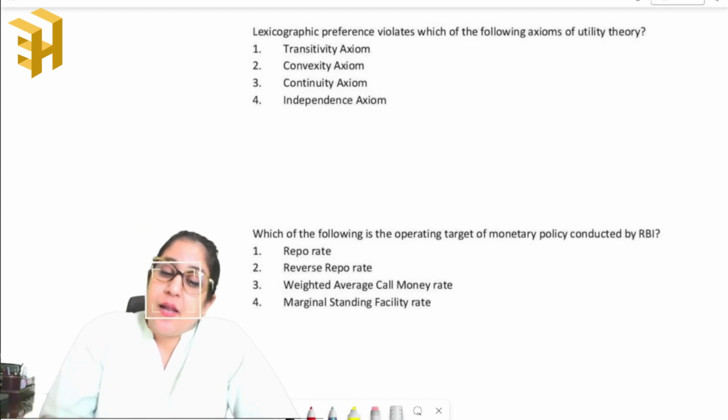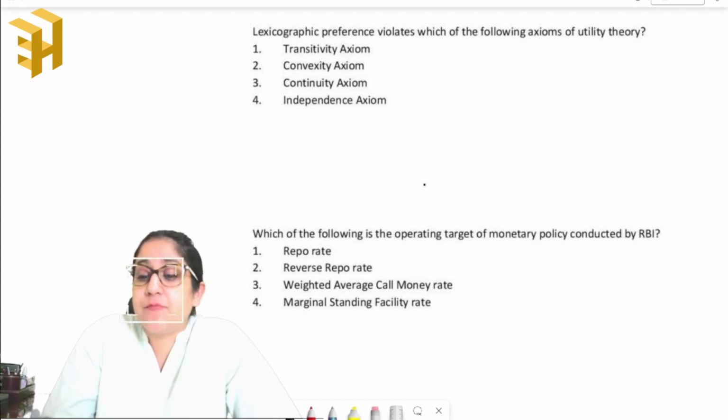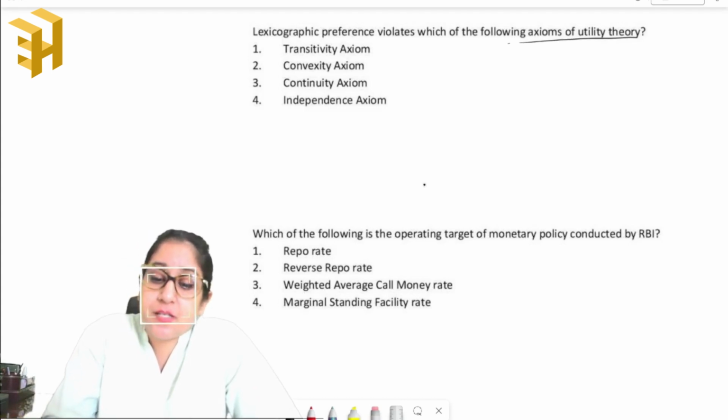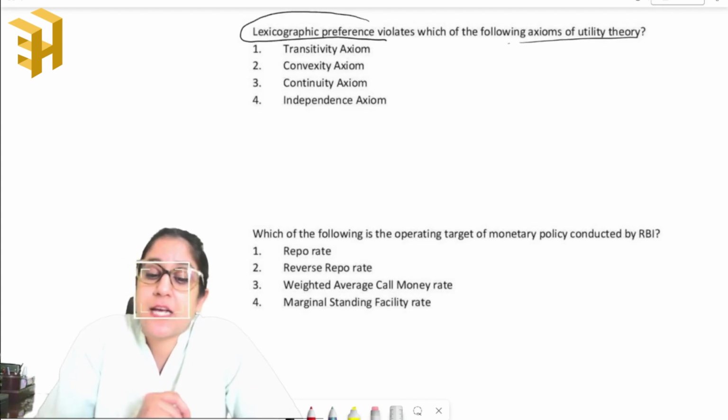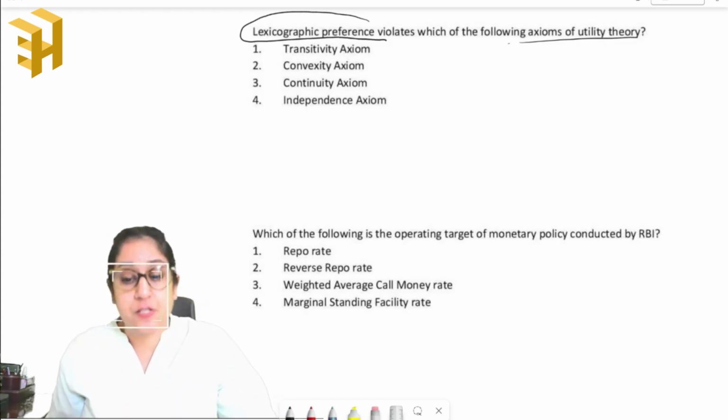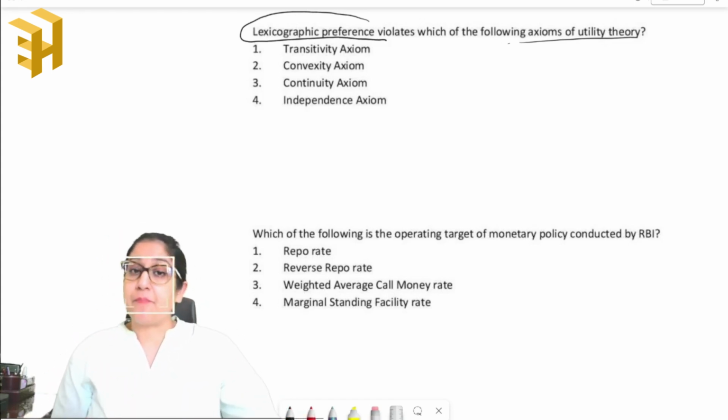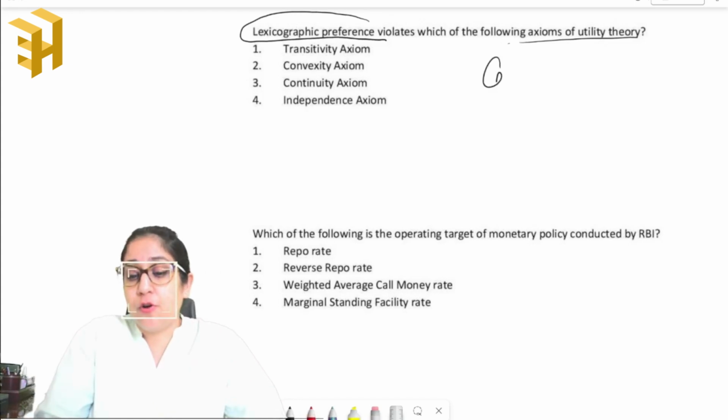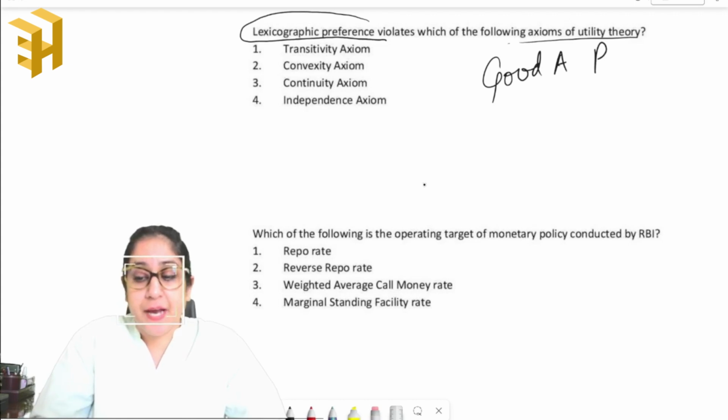Next question. Lexicographic preference violates which of the following axioms of utility theory? Basically, we first need to understand lexicographic preferences. What are these? For example, if you prefer good A over good B, right?